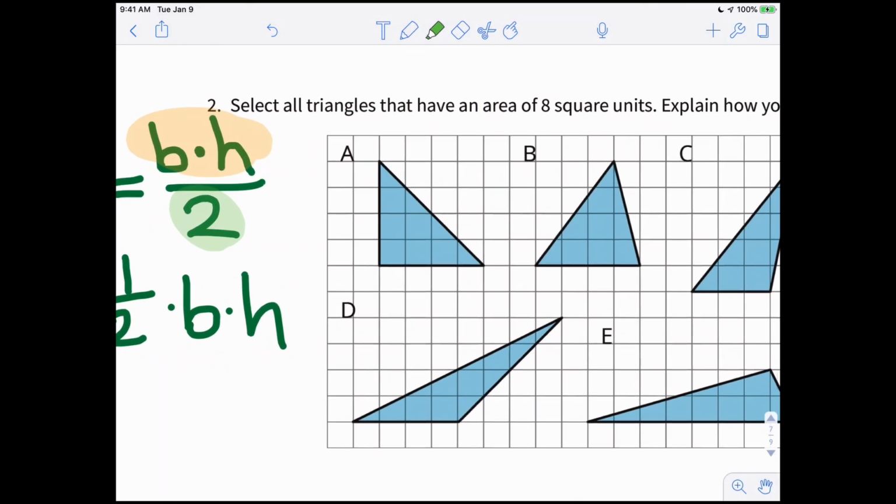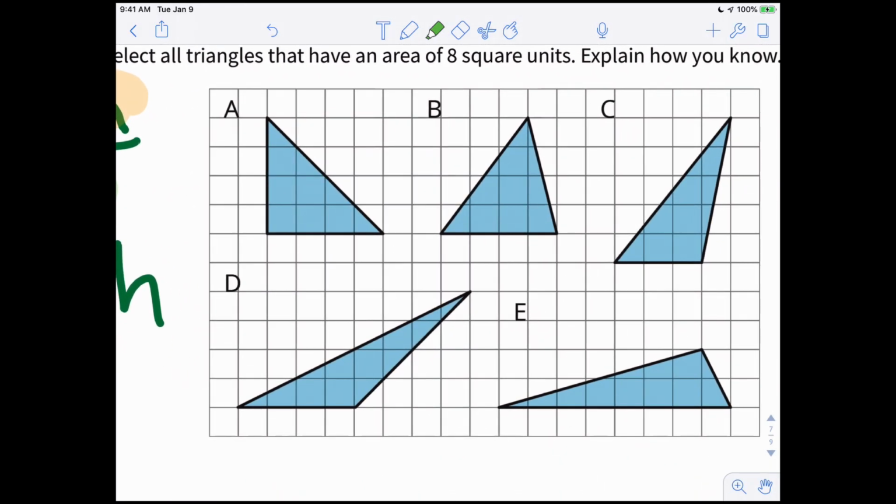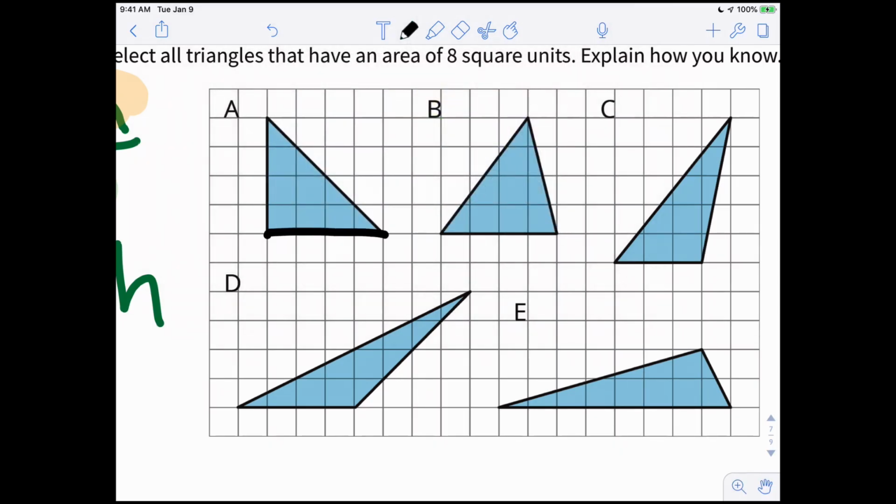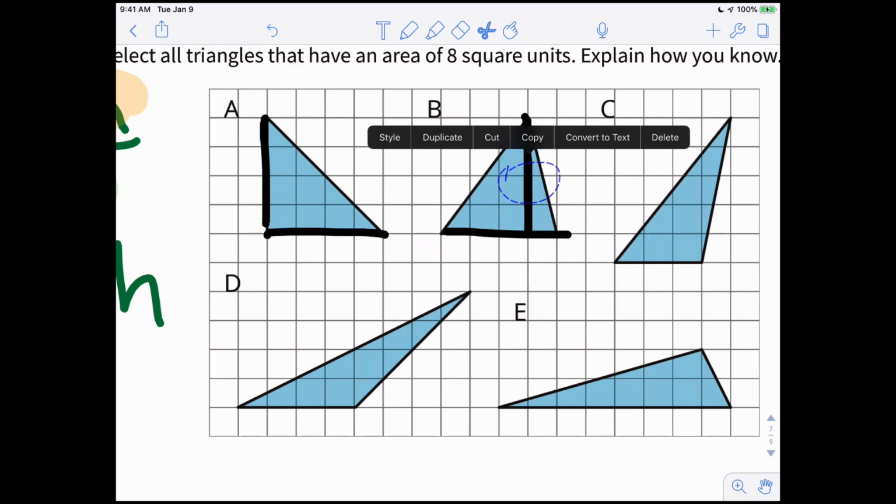All right, and so for each of these, here's our base, it's 4. Here's our height is 4. Done. Here's our base is 4. Uh-oh, what's our height here? In that case, it looks like the height is 4. If you count, you can see it's 1, 2, 3, 4. So yeah, it's got a base of 4 and a height of 4.